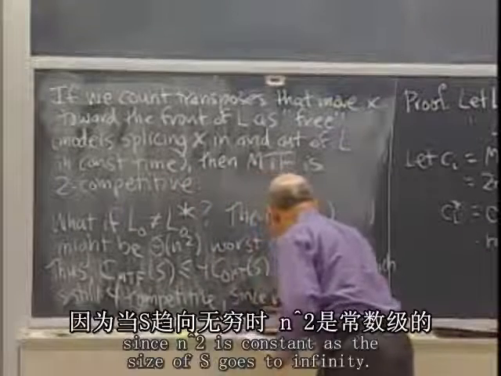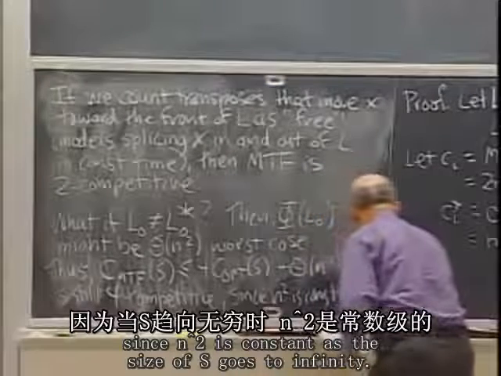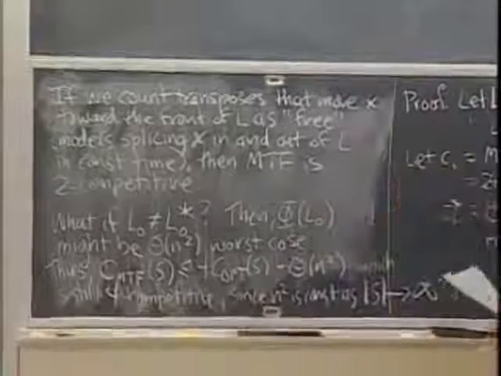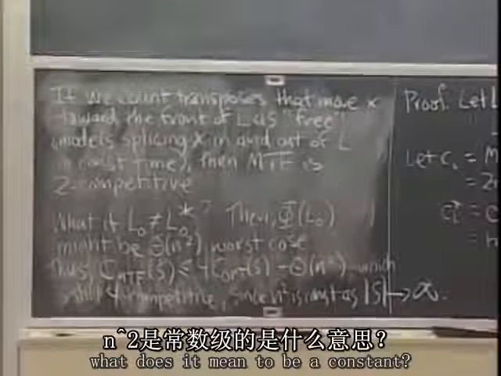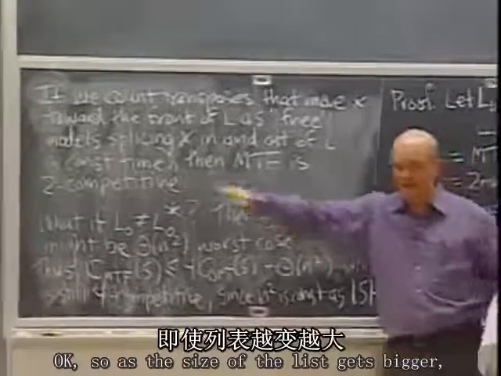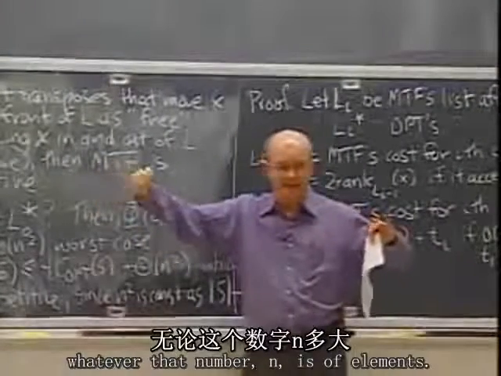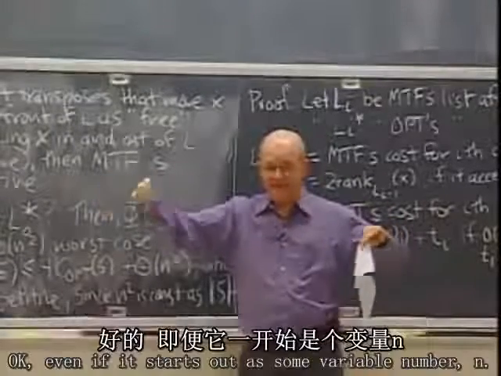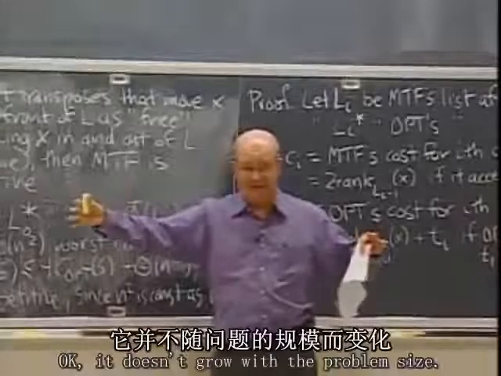Since n squared is constant as the size of S goes to infinity. This is once again your notion of what it means to be a constant. As the size of the list gets bigger, all we're doing is accessing that number n of elements. That number doesn't grow with the problem size, even if it starts out as some variable n.